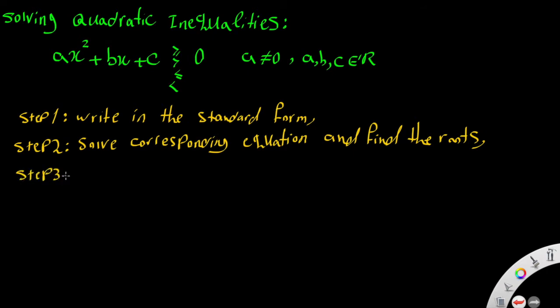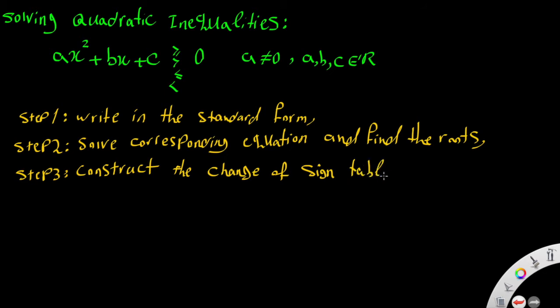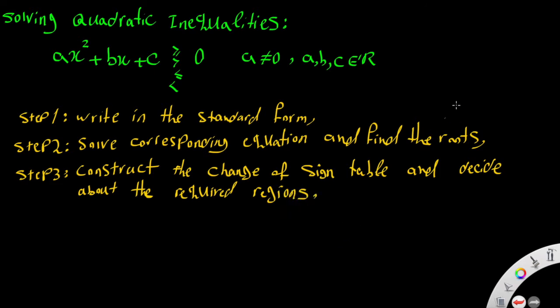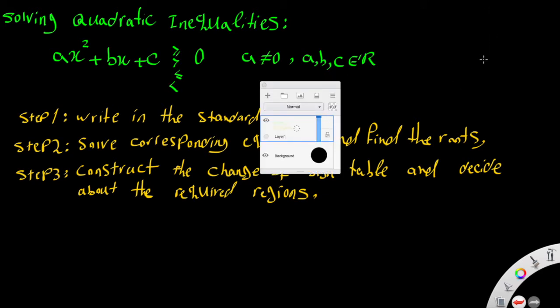Step 3, construct the change of sign table and decide about the required regions. Okay. Now let's see an example.